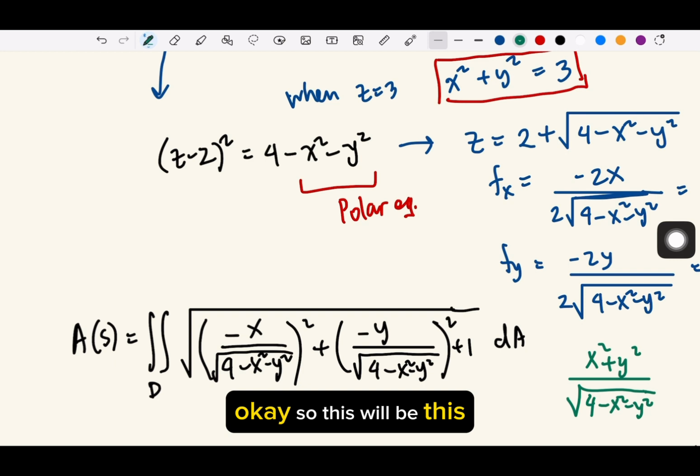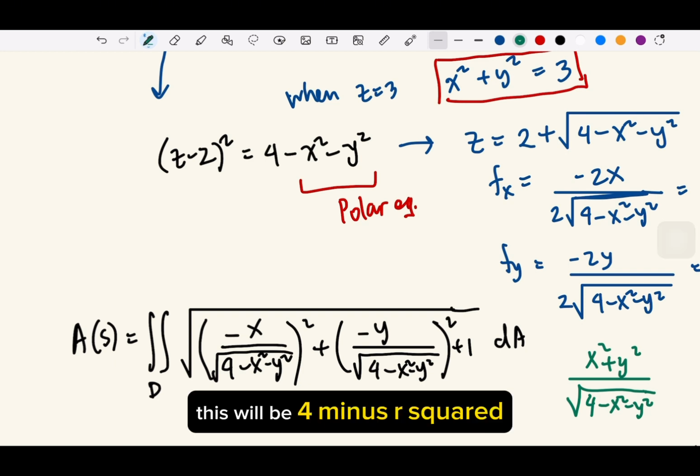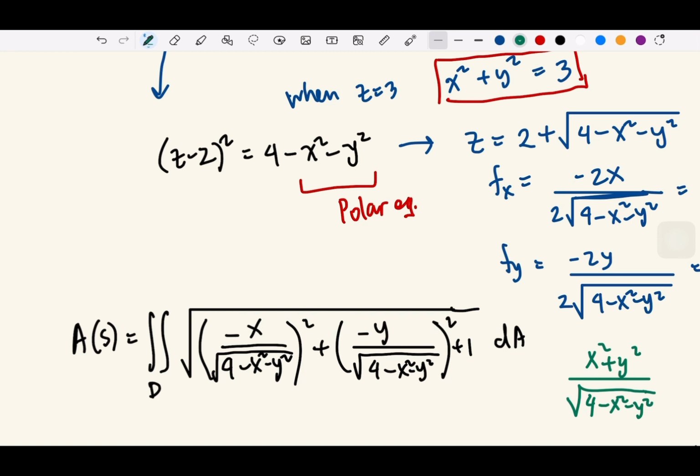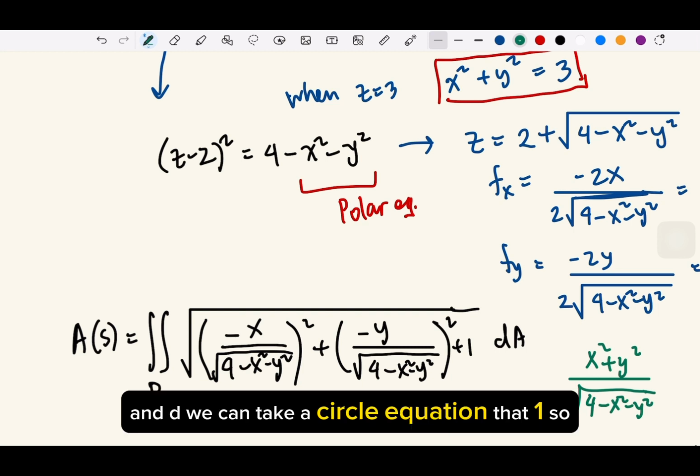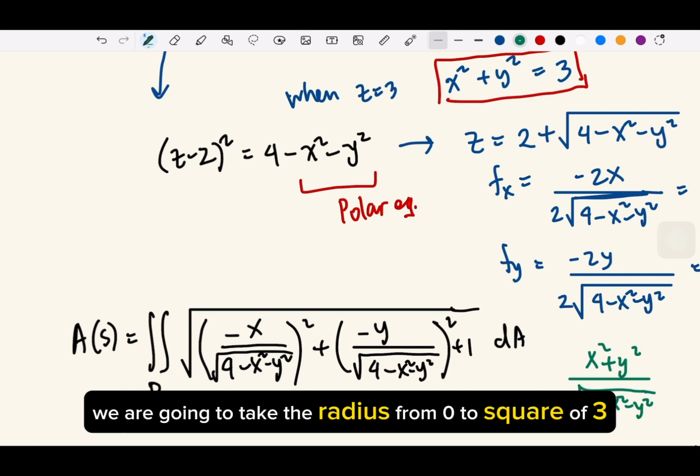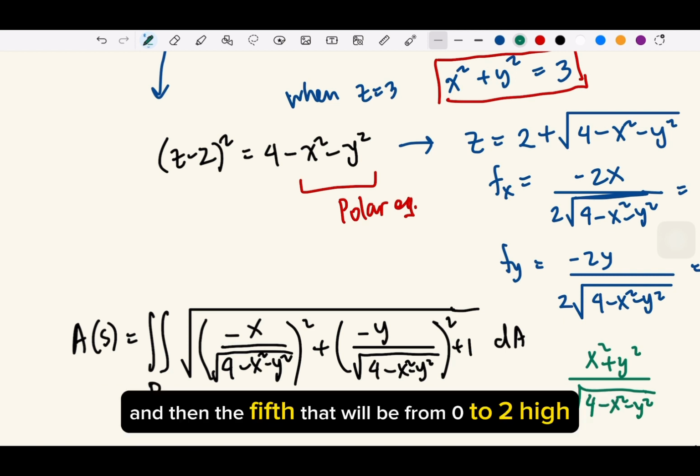Okay. So this will be r squared, and this will be 4 minus r squared. And for D, we can take the circle equation. So we are going to take the radius from 0 to square root of 3, and then theta will be from 0 to 2 pi.